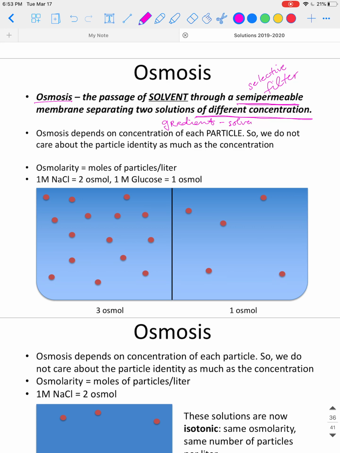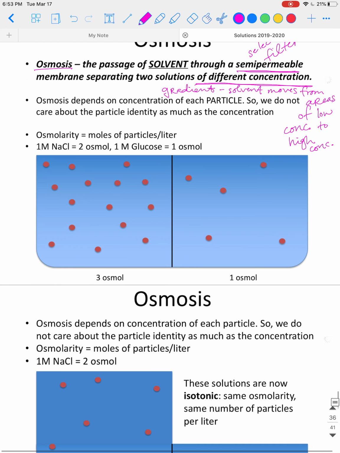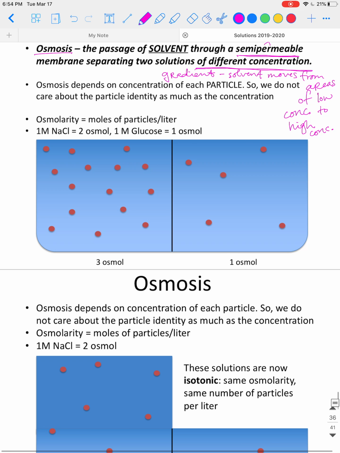So in a gradient, solvent always moves from areas of low concentration to areas of high concentration. I don't know what I said earlier, but I hope that's what I said. I can't remember if I said it right or not, but this is the correct answer. The gradient forces solvent to move from areas of low concentration to areas of high concentration.